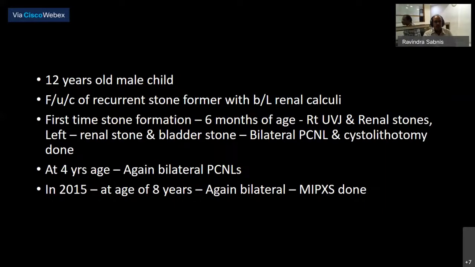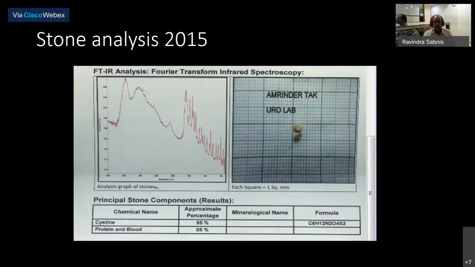So by the age of 4 years, he had undergone multiple interventions. Again, in 2015, at the age of 8 years, he had bilateral stones, and we had to do bilateral MIP, a small minimally invasive PCNL. This was in 2015, when the stone analysis was done. It was 95% cystine stones and 0.5% protein and blood. So basically, it was a cystine stone, which he was forming again and again.